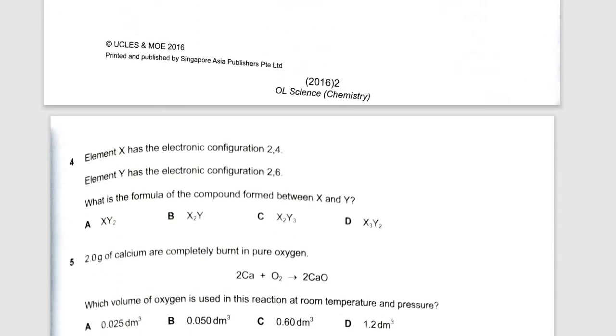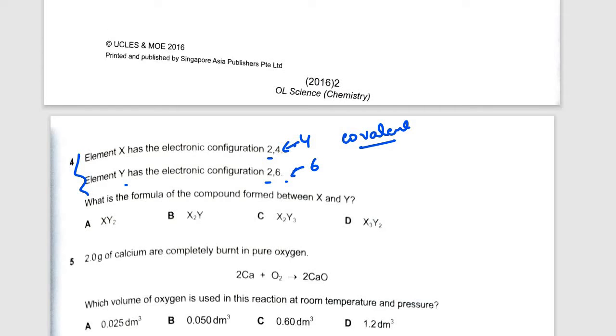Now let's see question number 4. Element X has electronic configuration 2,4, and Y has 2,6. It means X requires 4 electrons, and Y requires 2 electrons, whenever they are going to combine. So what is the possibility you have? It will always form covalent bonding. That's very clear here, because both are going to take electrons, so they are going to share the electrons.